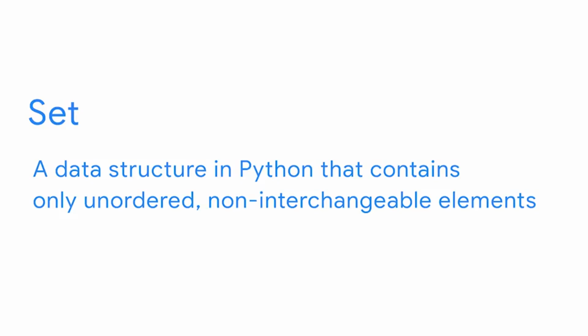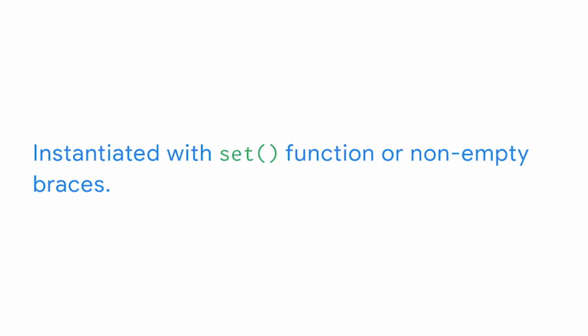Welcome back. In this video, we're going to discover sets. A set is a data structure in Python that contains only unordered, non-interchangeable elements. Sets are instantiated with the set function or non-empty braces. Each set element is unique and immutable. However, the set itself is mutable. Sets are valuable when storing mixed data in a single row or record in a data table. They're also frequently used when storing a lot of elements, and you want to be certain that each one is only present once. Because sets are mutable, they cannot be used as keys in a dictionary.